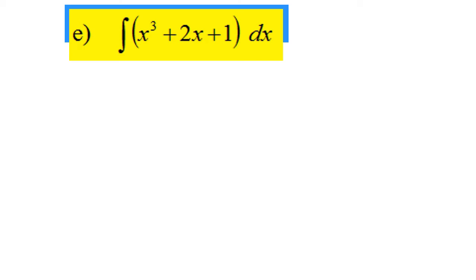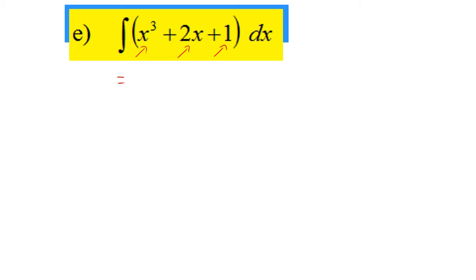Next, for part E, when we integrate x cubed plus 2x plus 1 dx, it is equal to, okay, we integrate the first term, second term, and third term here.